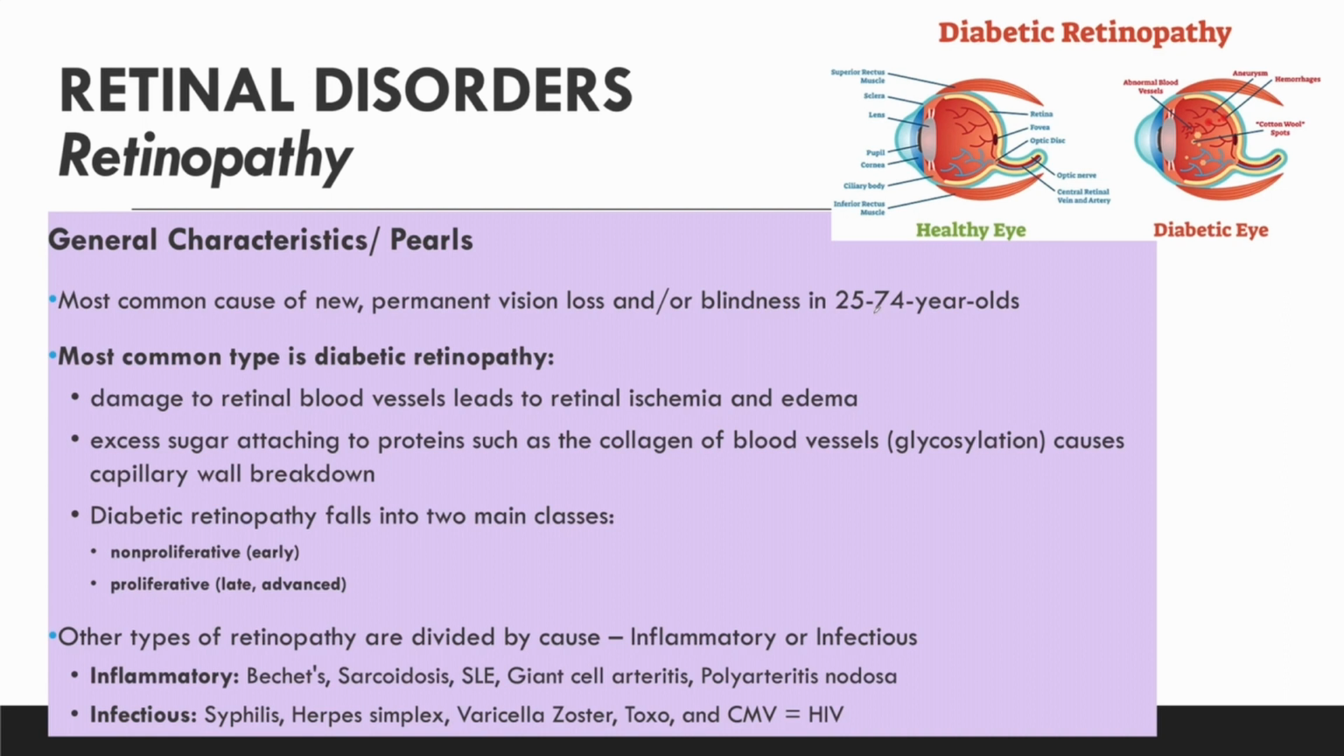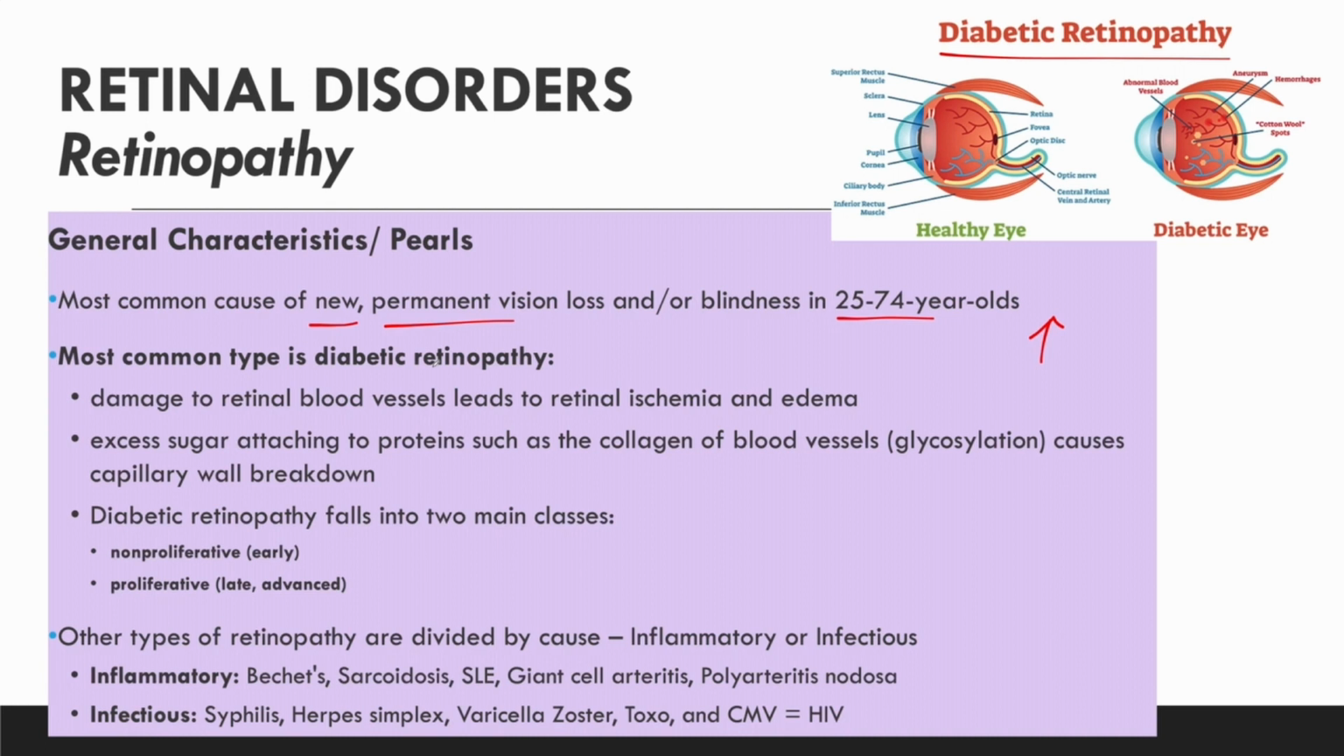So, in general, retinopathy is becoming the most common cause of new permanent vision loss and/or blindness in the 25 to 74-year-old category. And we see it in the United States. Especially diabetic retinopathy is moving on up. It is one of the more common reasons why patients develop blindness and vision impairment. Again, most common is diabetic retinopathy, especially here in the United States.